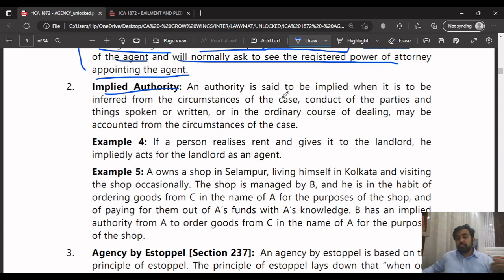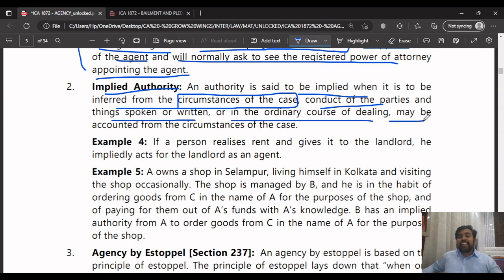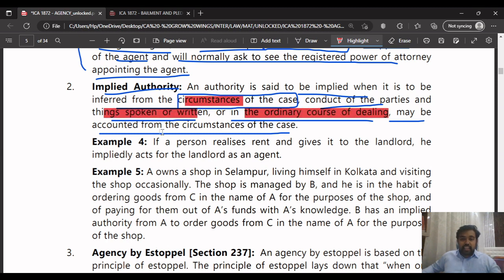Implied means by implication, by action. Authority is said to be implied when it is to be inferred from the circumstances of the case, the conduct of the parties, things spoken or written, or in the ordinary course of dealing, and may be accounted for from the circumstances of the case. Like I said, it depends upon circumstances, and things spoken or written, or the ordinary course of dealing. Conduct of the parties as well.